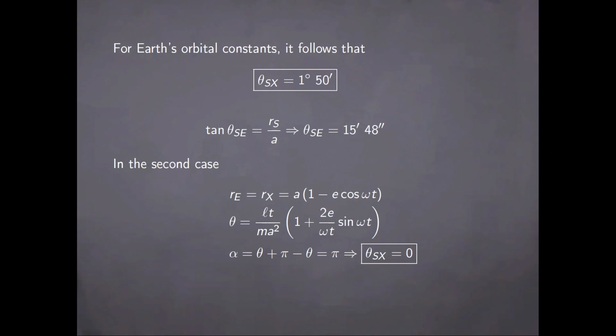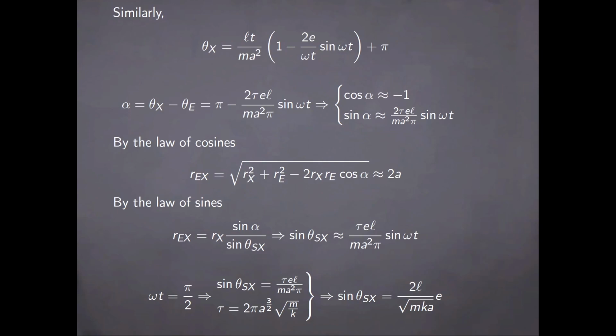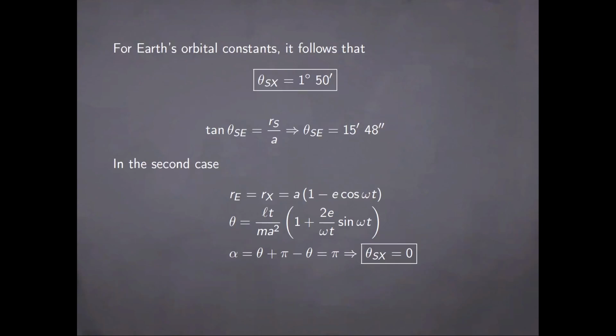Now, for Earth's orbital constants, if we replace these with the known values of the orbital angular momentum, the eccentricity, Earth's mass, the mass of the Sun, the semi-major axis, and so on, it follows that this angle is approximately 1 degree and 50 minutes.